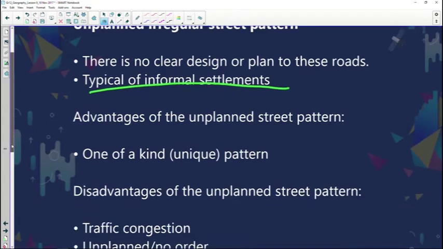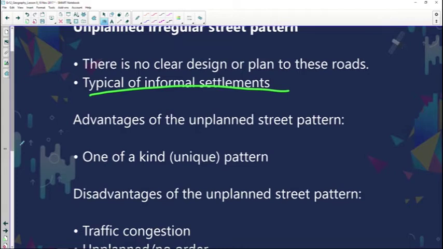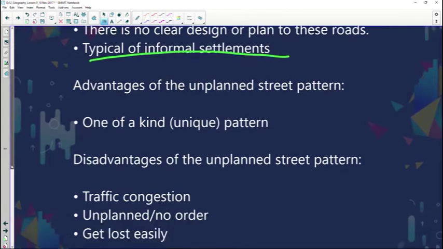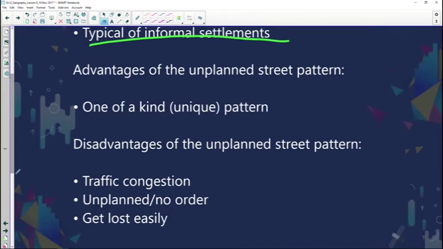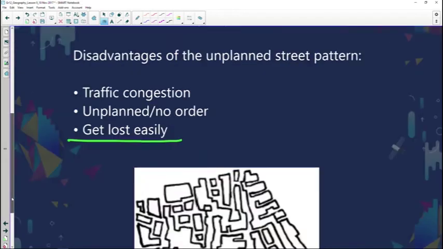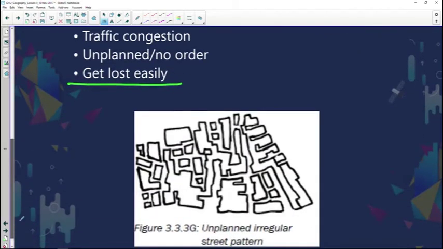What are the advantages of it? It's unique. It's not boring. It's got twists and turns everywhere. Disadvantages of it, traffic congestion. There's no flow because no one did the proper job planning it. And you can get lost very easily. For instance, in informal settlements like townships where there's a lot of shacks. And as you can see, there's no regular pattern. It's all irregular, and you can just imagine getting lost quite easily over there.